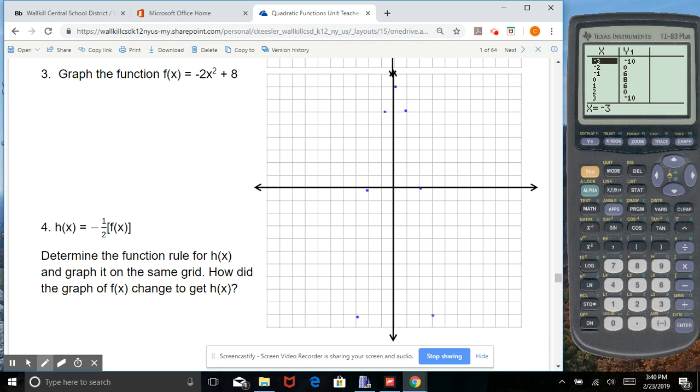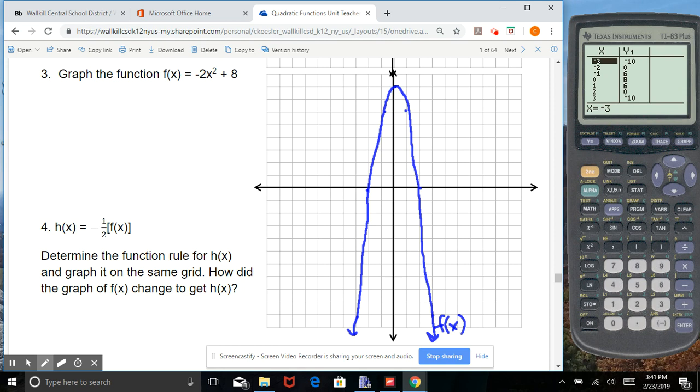So in this case, we see a very narrow quadratic function or parabola because of the negative 2 out front. It's also reflected and upside down because of the negative. We neatly draw our line and label it f of x. So now we're going to see how h of x affects this new f of x. So in this case, it says h of x equals negative 1/2 of f of x.